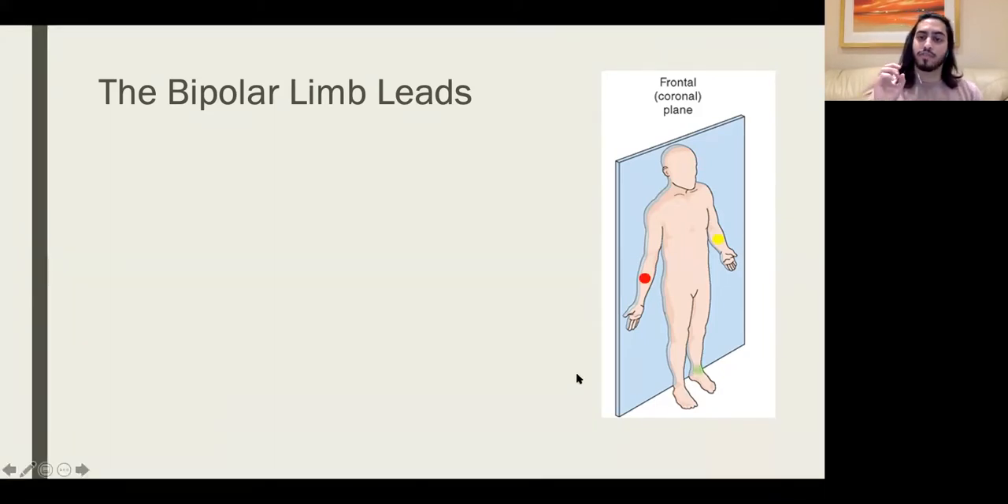Bipolar limb leads. If someone says to you in a cardiac arrest, "Hey doc, can you please put on the limb leads on this patient?" and you're just a bit shook about, oh my God, what do I have to do? One thing you have to do is put the limb leads onto the arms and the legs.